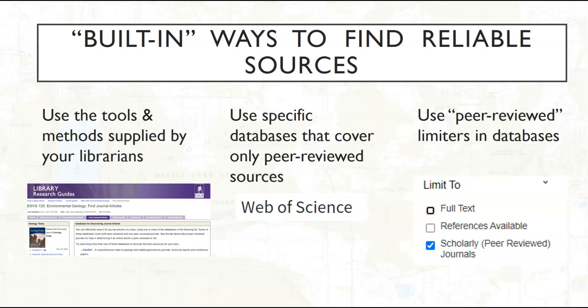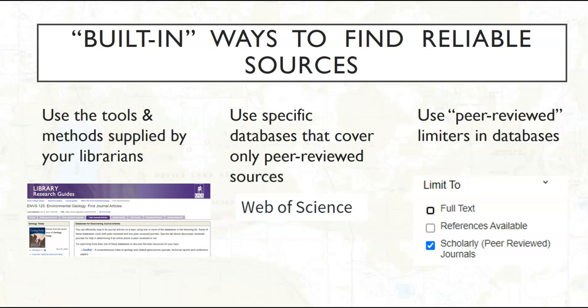There are some built-in ways to assist you on your way to finding reliable and relevant sources. I've got those in 3 different categories here. The first is to use the tools and methods supplied by your librarians. Librarians make our subscription databases and other resources accessible and available to you on the library's website, on course research guides, and in Knox Primo. And we work very hard to ensure that only reliable and relevant tools and resources are promoted.